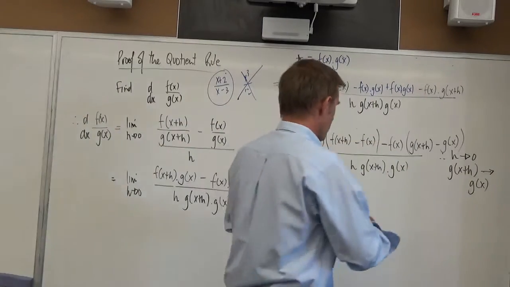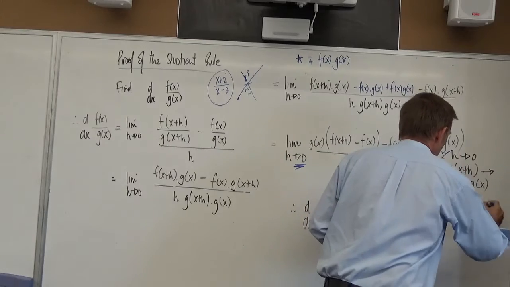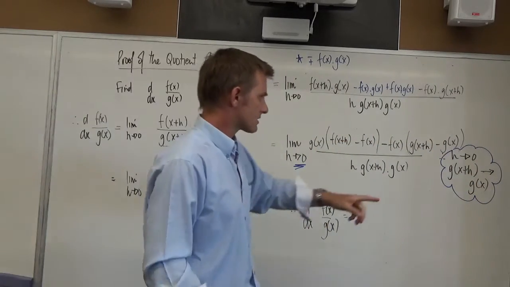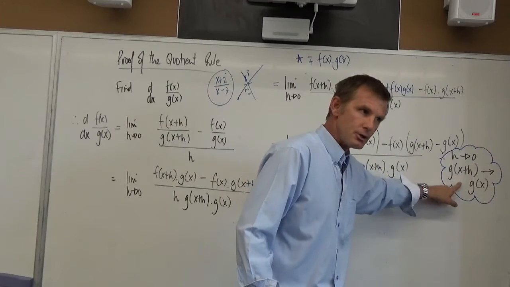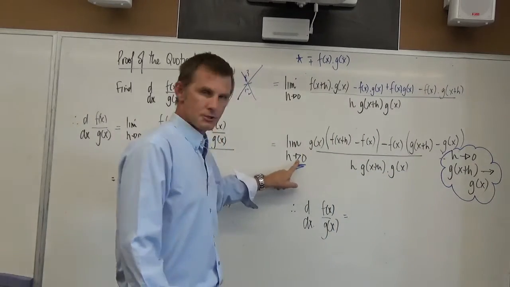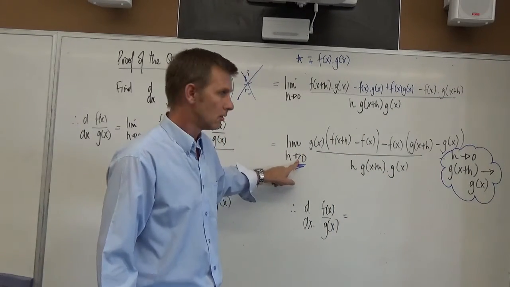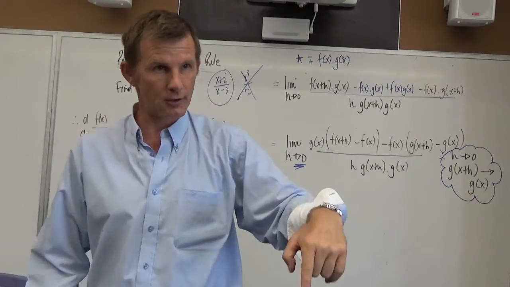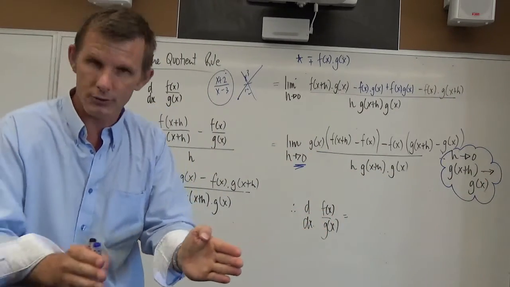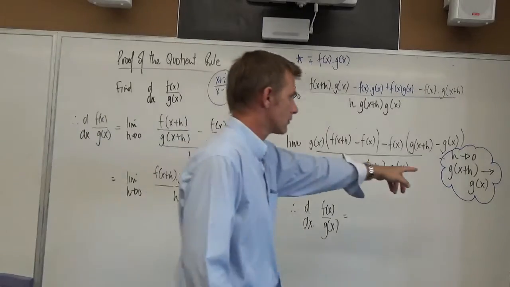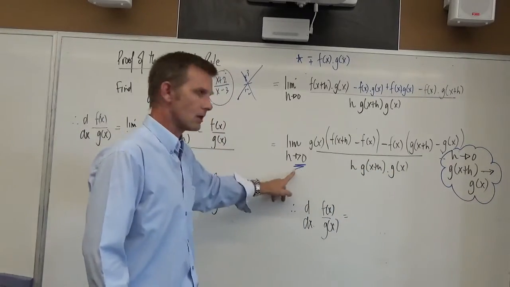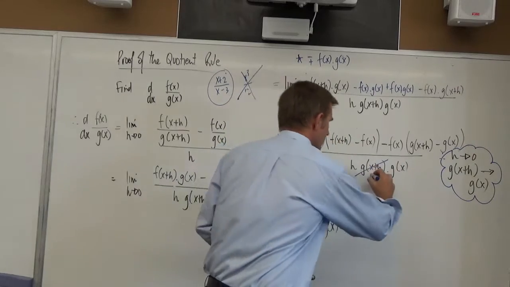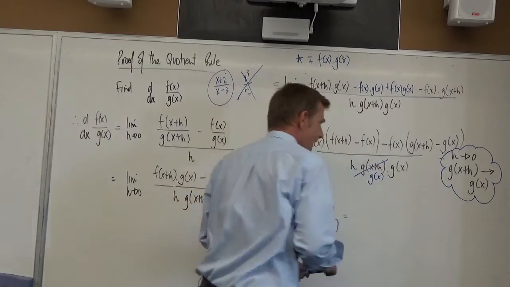Now, a little thing I put over here as well. We've got to think what we're doing here. Look at this second one, g of x plus h. When h tends towards 0, isn't g of x plus h just going to tend towards g of x? Because if h is getting smaller and smaller, it's getting closer and closer to this as h tends towards 0. So this one here, I can really rewrite as just g of x.